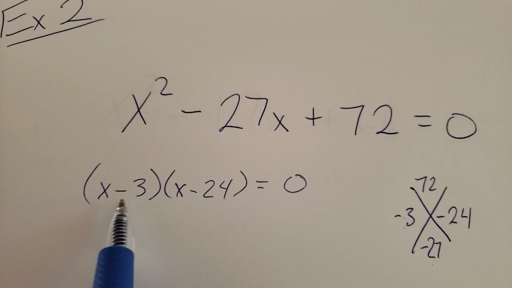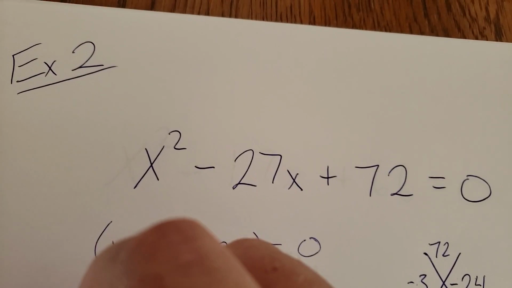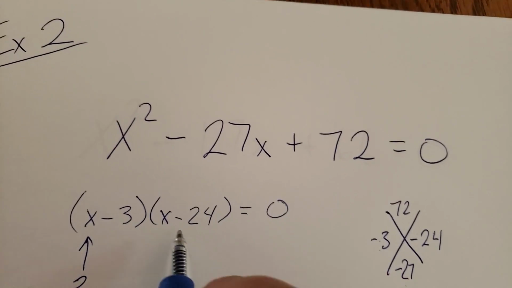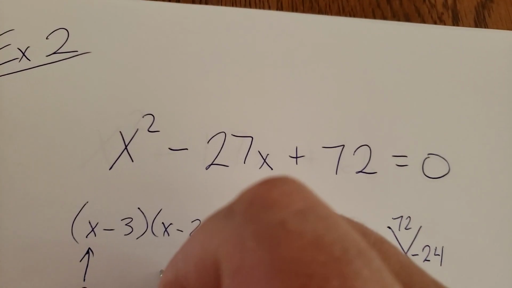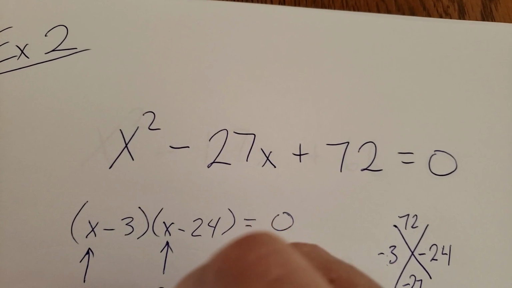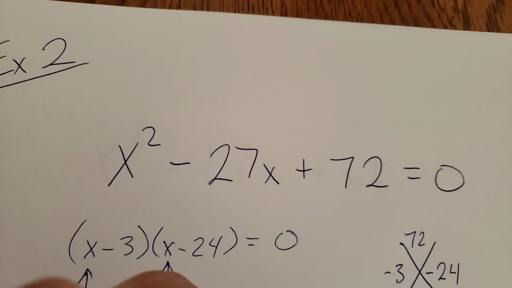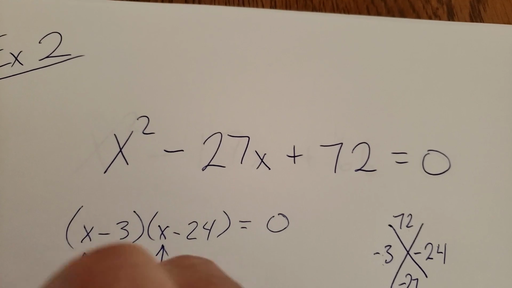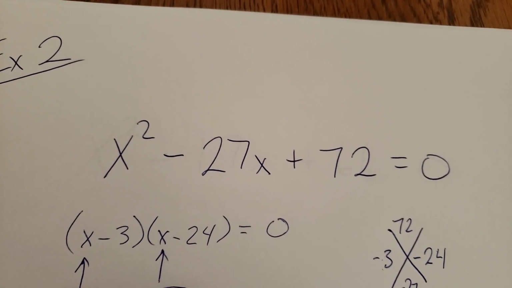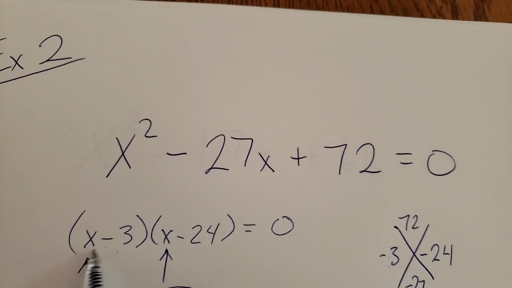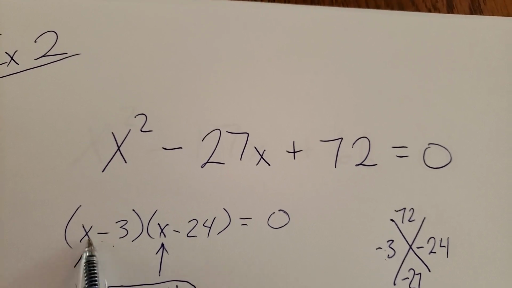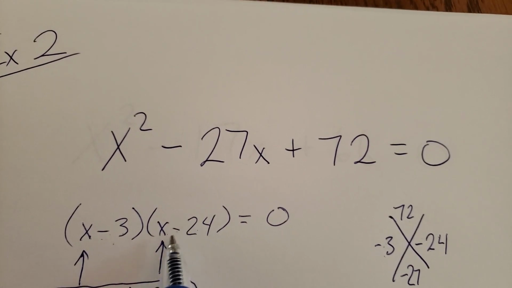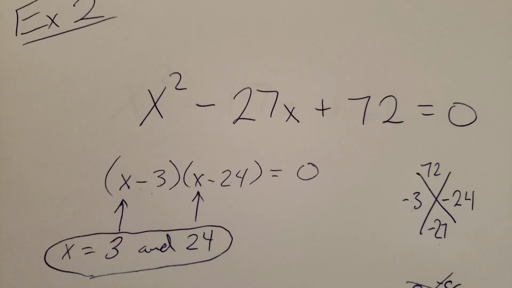So again, this is a negative 3 in here. So what's the additive inverse? That's right, a positive 3. This is a negative 24 in here. So what's the additive inverse? 24. So those are my solutions. x equals 3 and 24. Because just remember, we're trying to make 0 inside the parentheses. So 3 minus 3 makes 0. 24 minus 24 makes 0. So that's what we're trying to do.